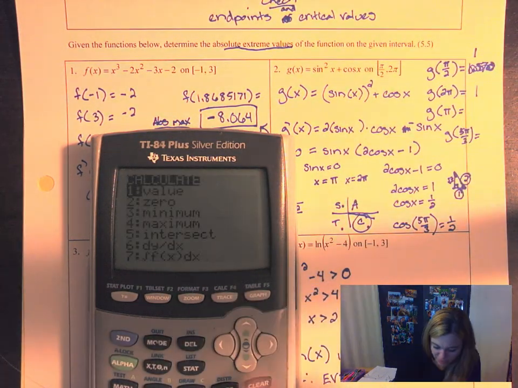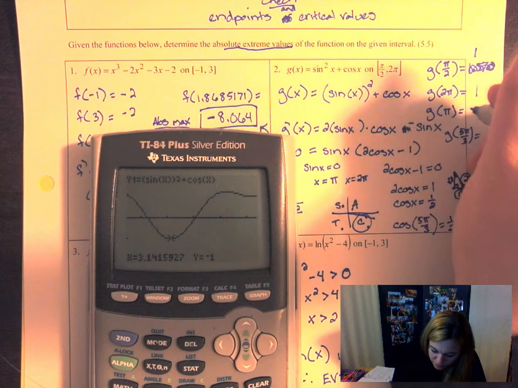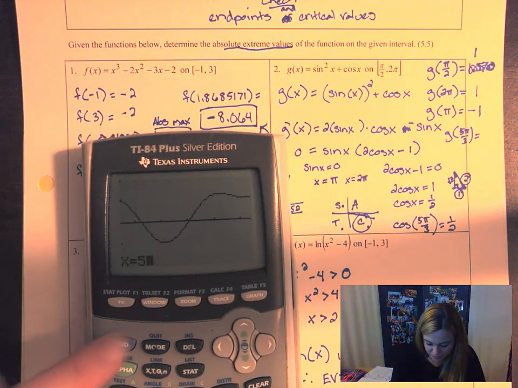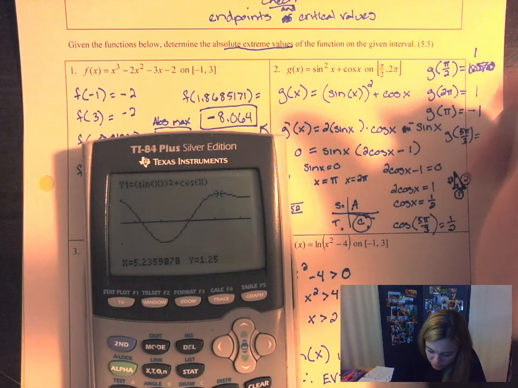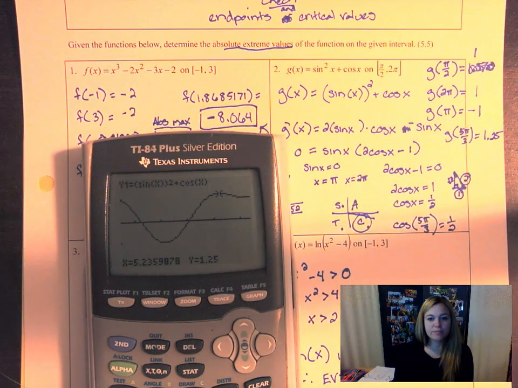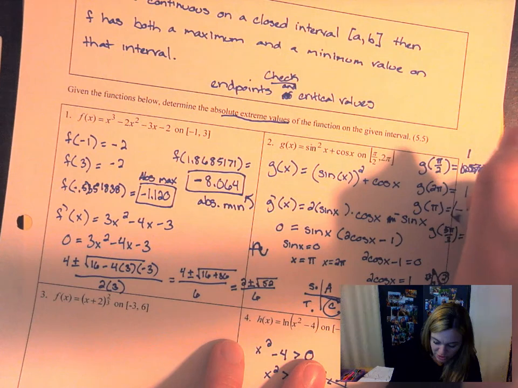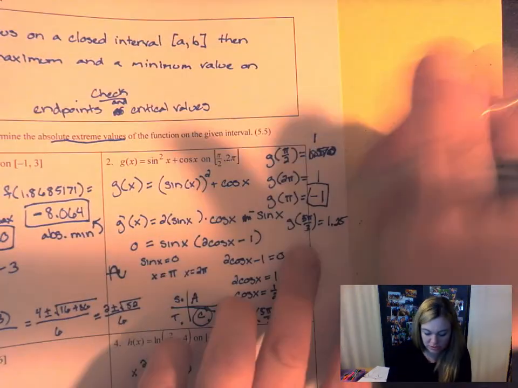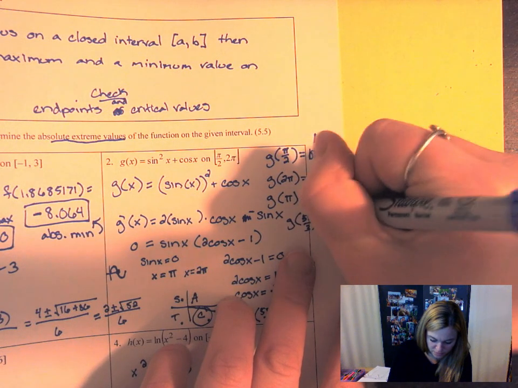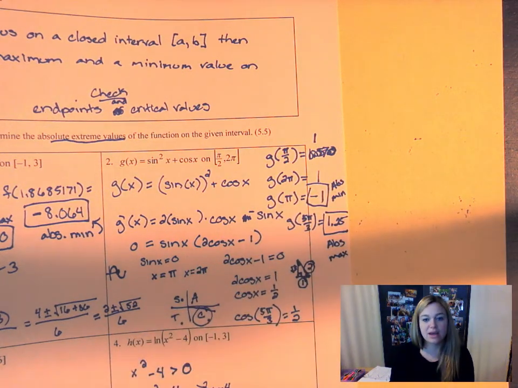Second, calculate the value at pi. And then the last one, 5 pi over 3. $1.25. Got it. And then we say, what is our absolute min, absolute max? Our absolute min is the smallest number. Absolute max is the highest number.